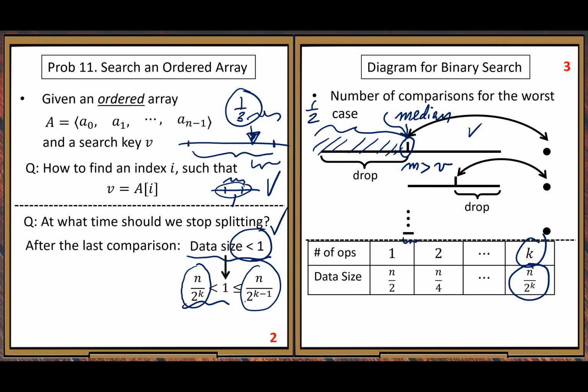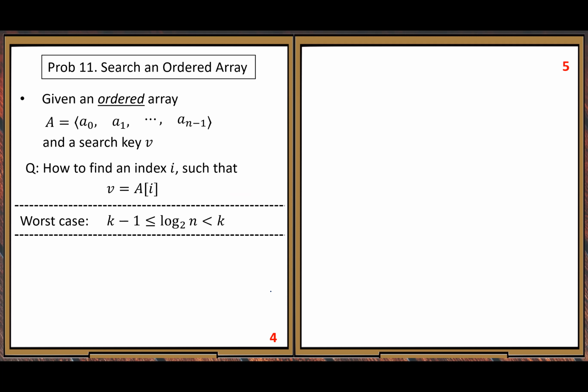By solving this inequality. After simplification, we get 2 to the k minus 1 less than or equal to n, less than 2 to the k. Then we take log base 2, because it's a power of 2. Then we get k minus 1 less than or equal to log base 2 of n, less than k. Can you get the range of k? So we can write the range of k.